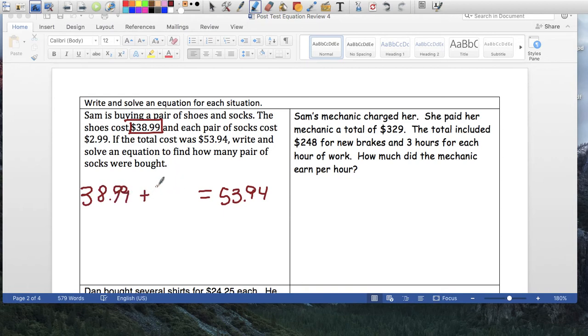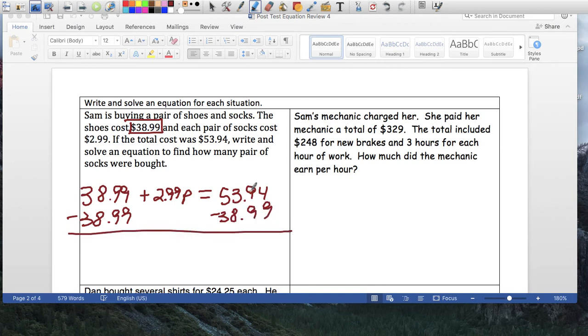Do we know how many socks he bought? No. So it's $2.99 times P. I'm going to write P for pairs of socks. I don't want to use the letter S. Minus $38.99 on both sides. And this makes sense, right? Because out of the $53.94, he spent $38.99 on shoes. $53.94 minus $38.99 equals... so he's left over with $14.95.